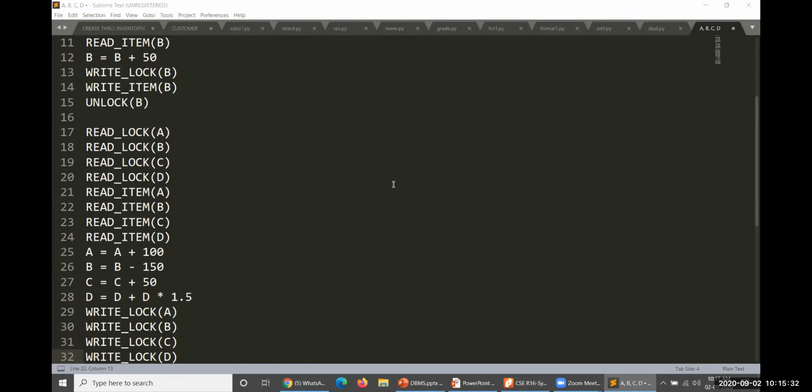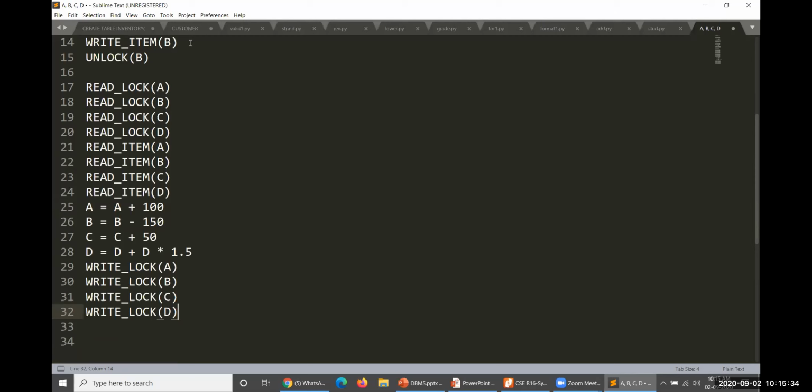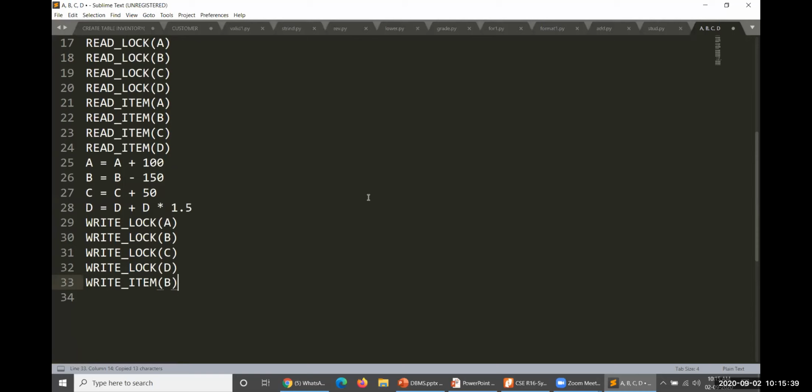After this, what exactly we are trying to perform? You have to write back those items. So after acquiring the write locks here, write item A, write item B, write item C, and write item D. All these things will be written onto the items in the local buffer.